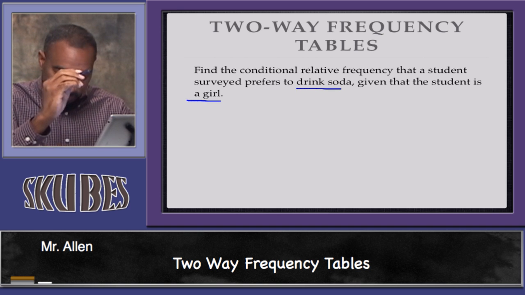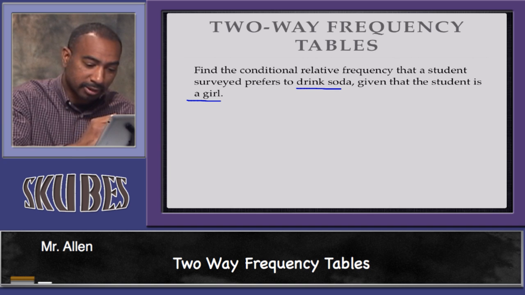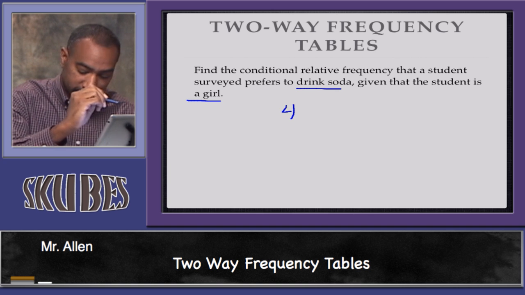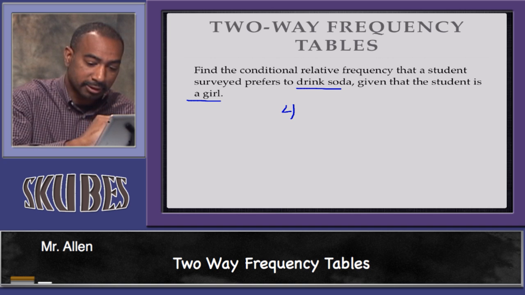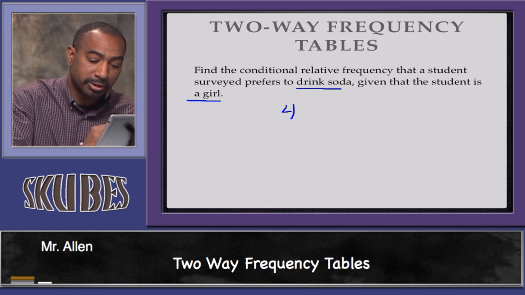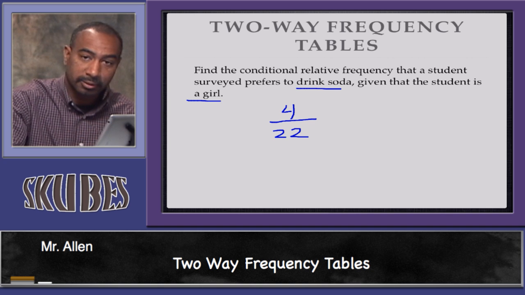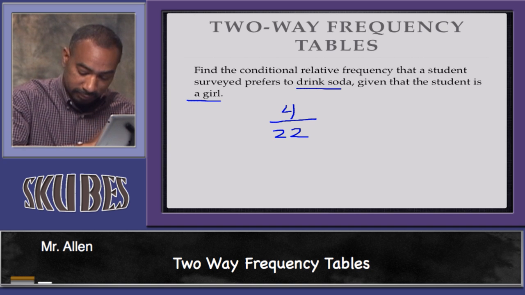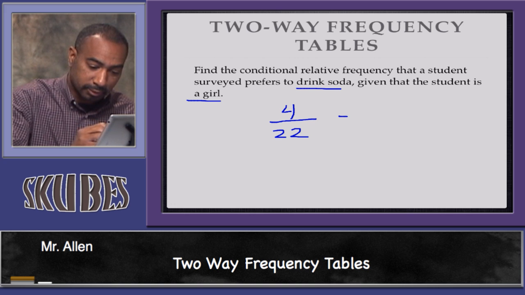All right, so if you look at that chart, remember there were 4 female students that drank the soda, but this time you're going to divide by 22 because there are a total of 22 girls that were surveyed, but only 4 of them drank the soda. So that's going to be 0.18. That means it's going to be 18%.